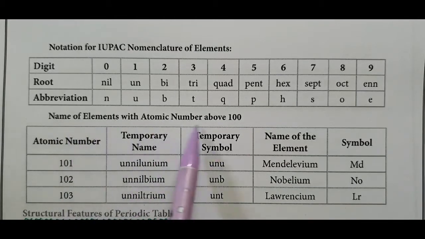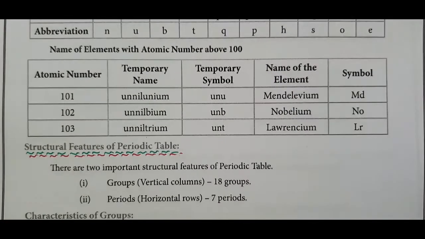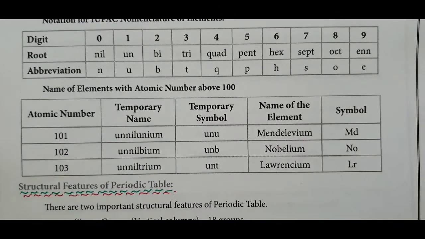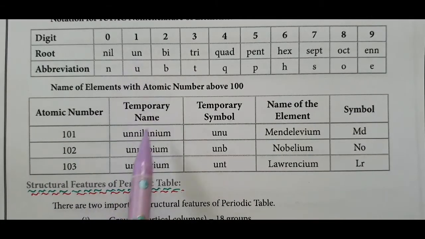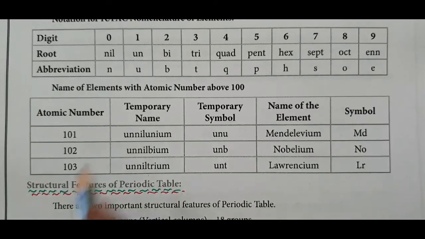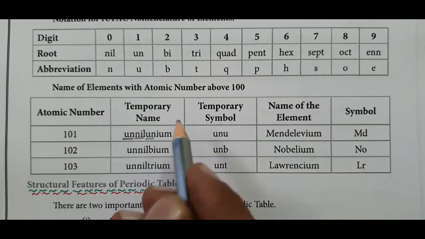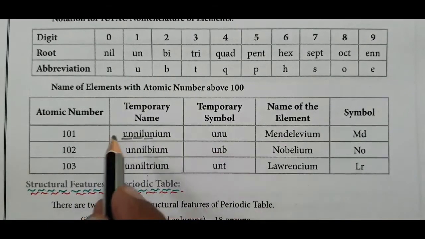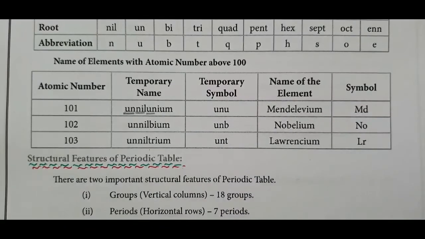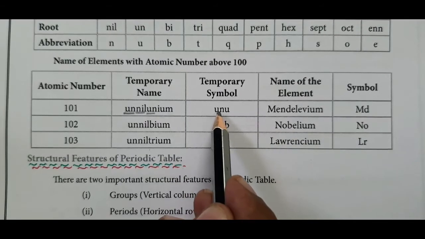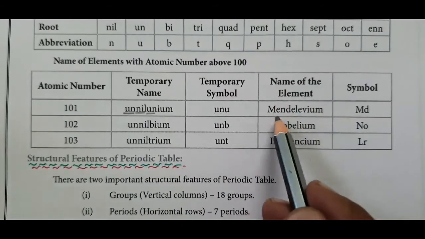Now, the name of the element with atomic number above 100. Atomic number 101: first digit 1 means the root word is un; second digit 0, nil; third digit 1, un. The name of the element ends with ium. So un means 1, nil means 0, un means 1, and the name ends with ium. The abbreviations are u from un, n from nil, and u from un. The temporary symbol is Unu. The name of the element is actually Mendelevium.